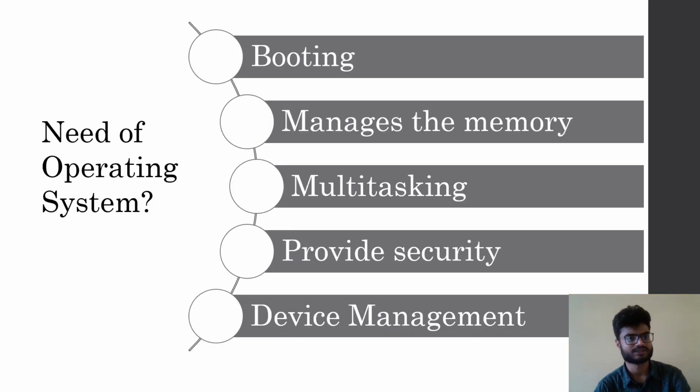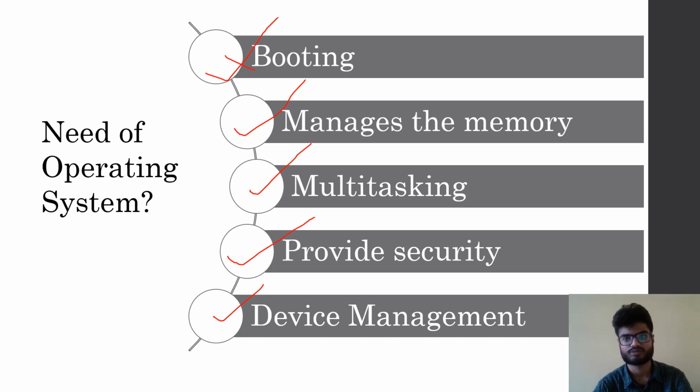So, need of an operating system. What are the functions an operating system performs inside the computer? The first one is booting, second is managing of the memory, third is multitasking, fourth is providing security, and fifth is device management. The booting process occurs when you turn on your computer, when you switch the power button on, till the interface comes where you enter your password. In between that process, the operating system checks whether your battery is full or not, whether any hardware component is connected or not, or whether there is any fault or not. If there is no fault, then it tells the processor to wake up, everything's fine.